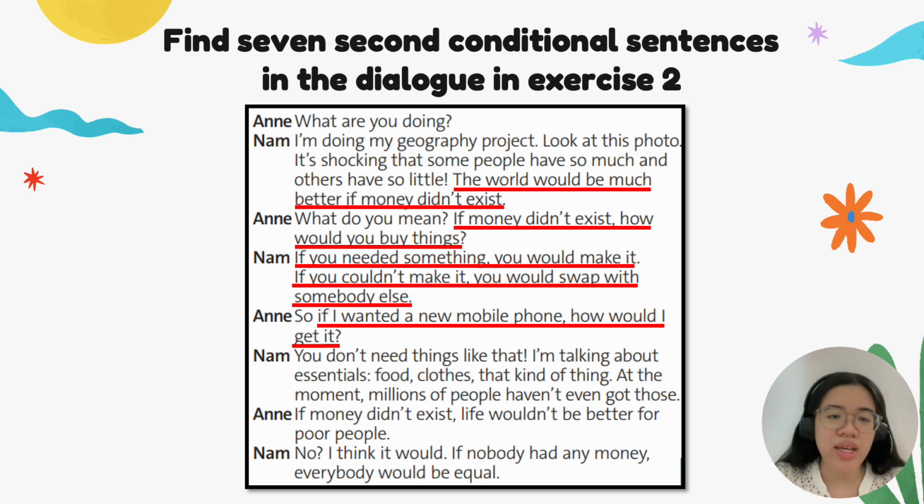The fifth one, if I wanted a new mobile phone, how would I get it? The sixth one, if money didn't exist, life wouldn't be better for poor people. And the last sentence, if nobody had money, everybody would be equal.